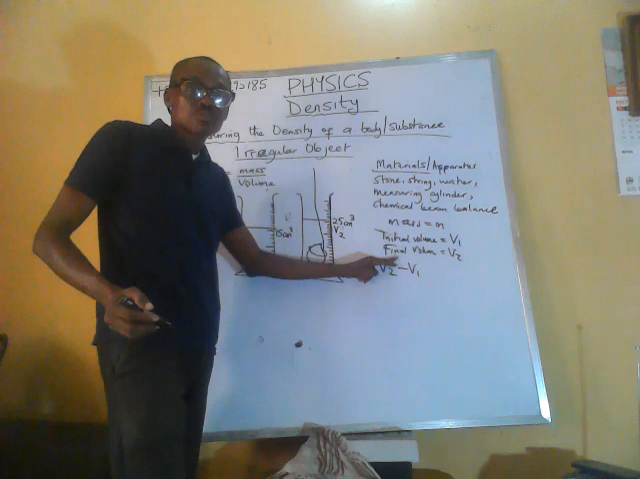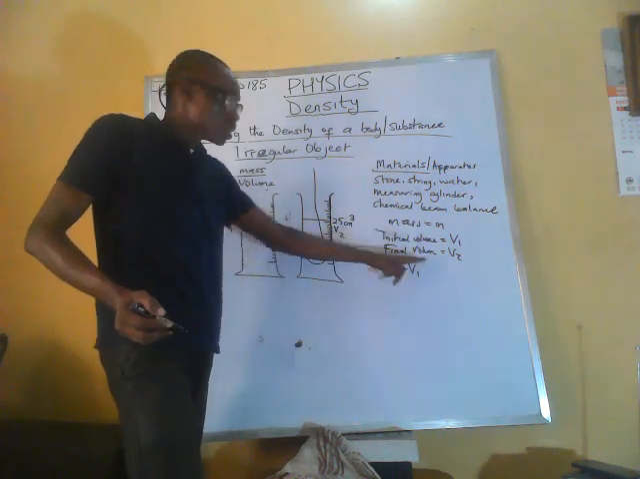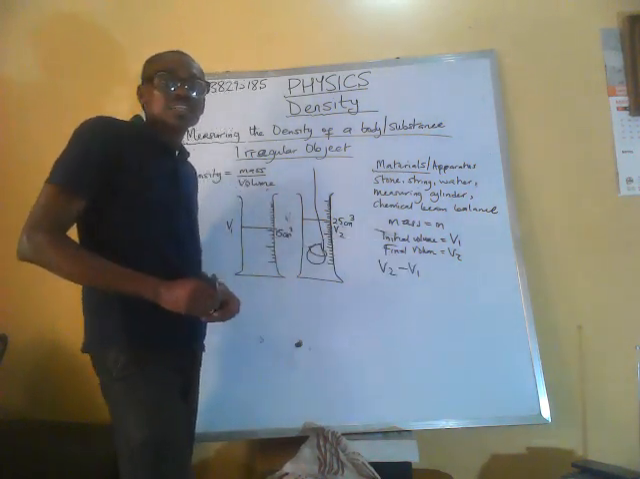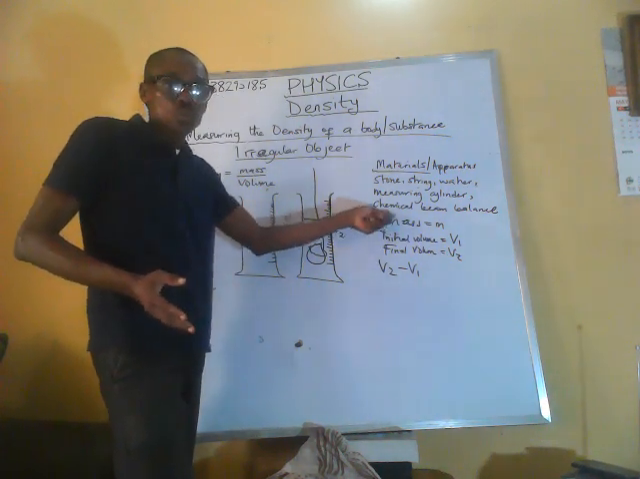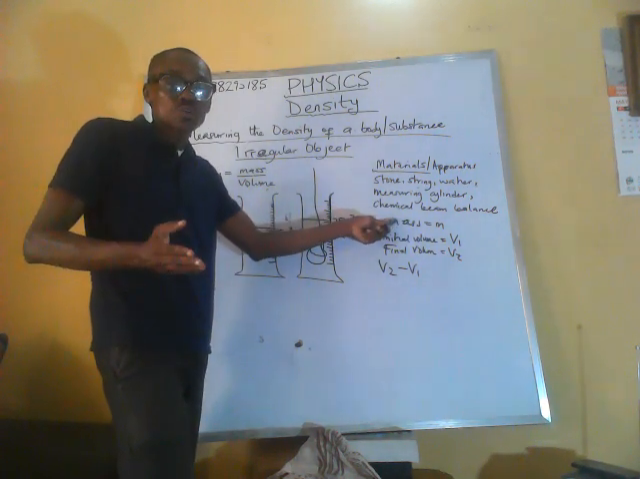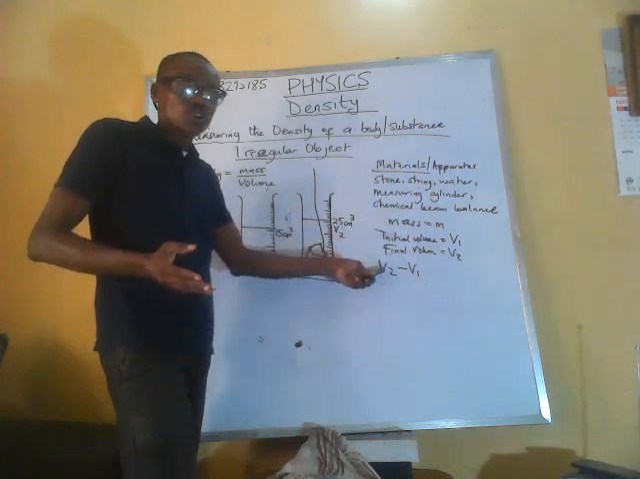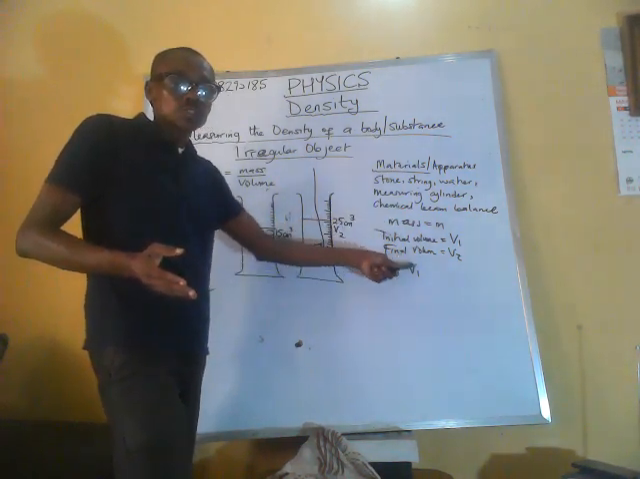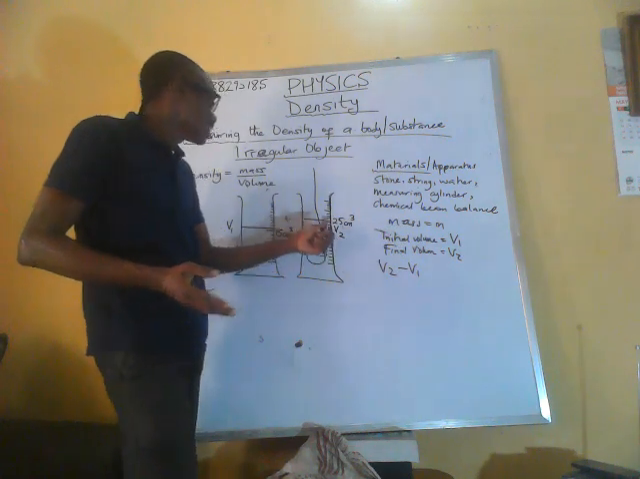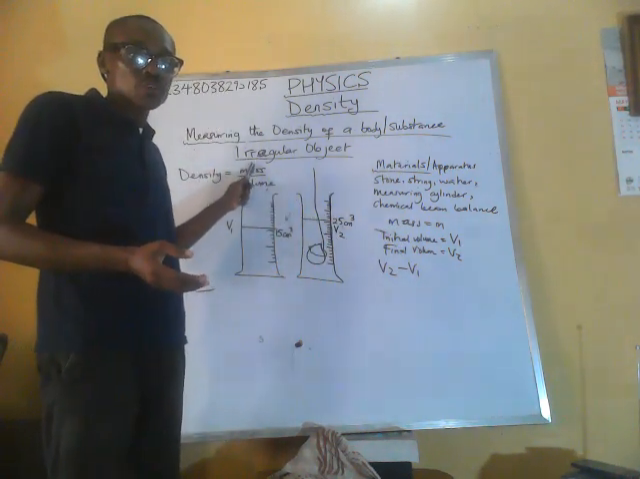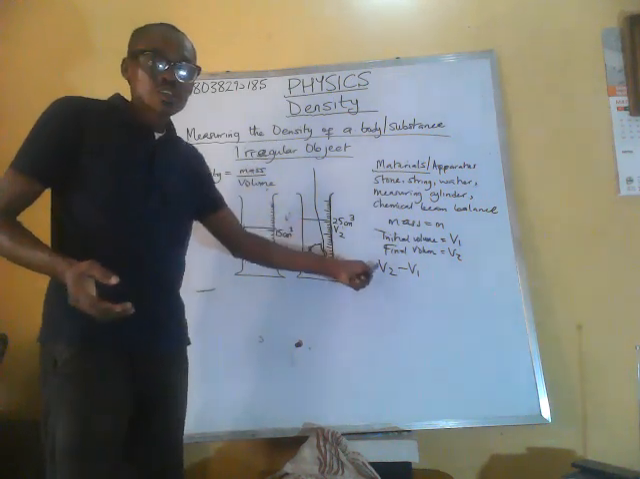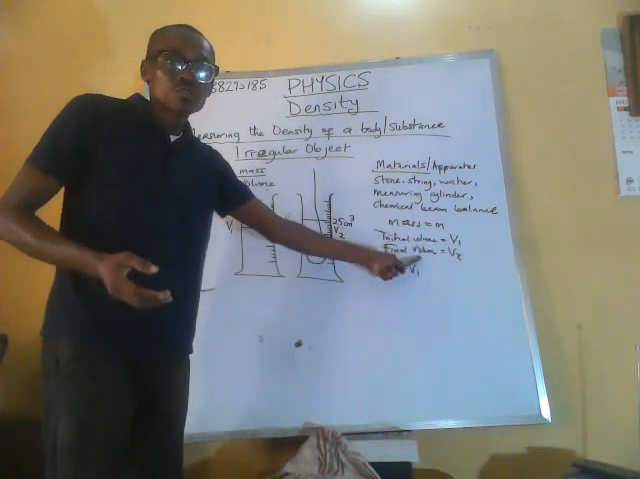That is final volume minus initial volume. That value will give you the volume of the stone. So from there now, you've already measured the mass of the stone using the chemical beam balance. Now you've gotten the volume, V2 minus V1. So to get the density is going to be mass over volume. The mass gotten from the chemical beam balance divided by the volume gotten from subtraction of V2 minus V1.